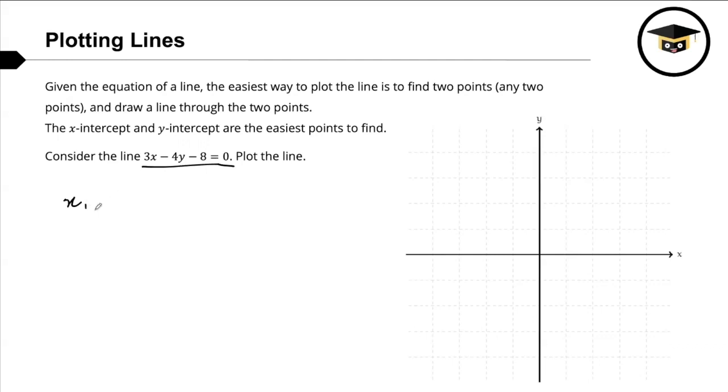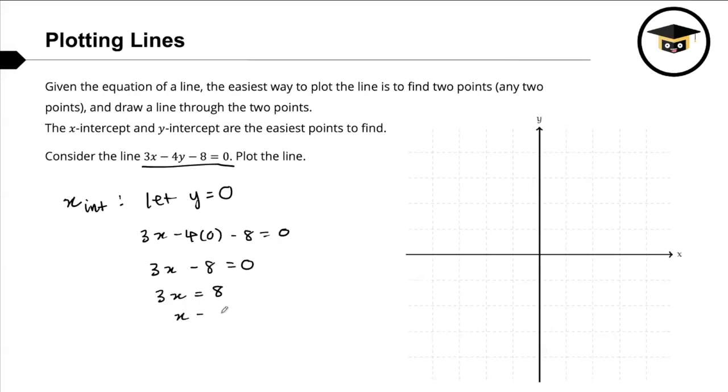So to find my x-intercept, remember, I have to let y equal 0. So if I let y equal 0 in this equation, I get 3x minus 4 times 0, so 4 times 0, minus 8 is equal to 0. So 3x minus 0, so minus 8 is equal to 0. 3x is equal to 8, and x is equal to 8 over 3.